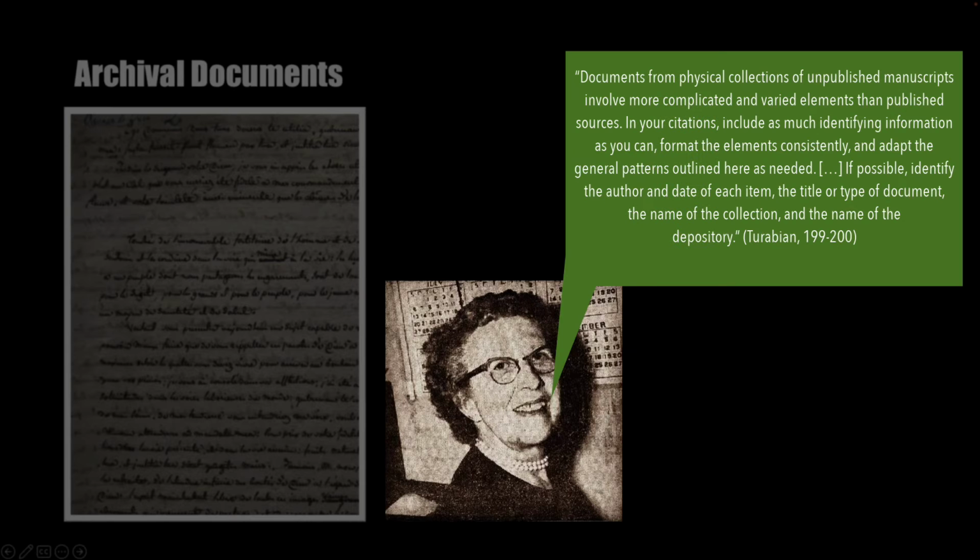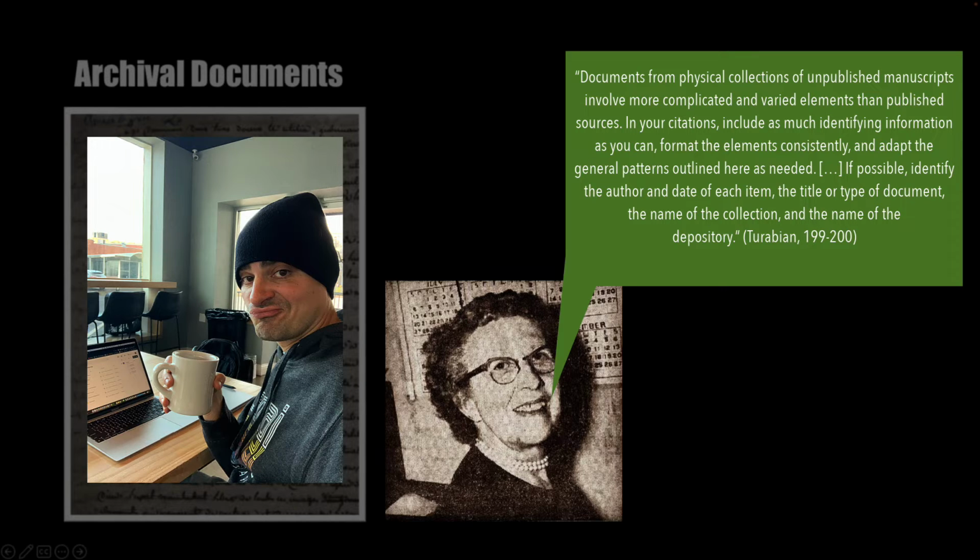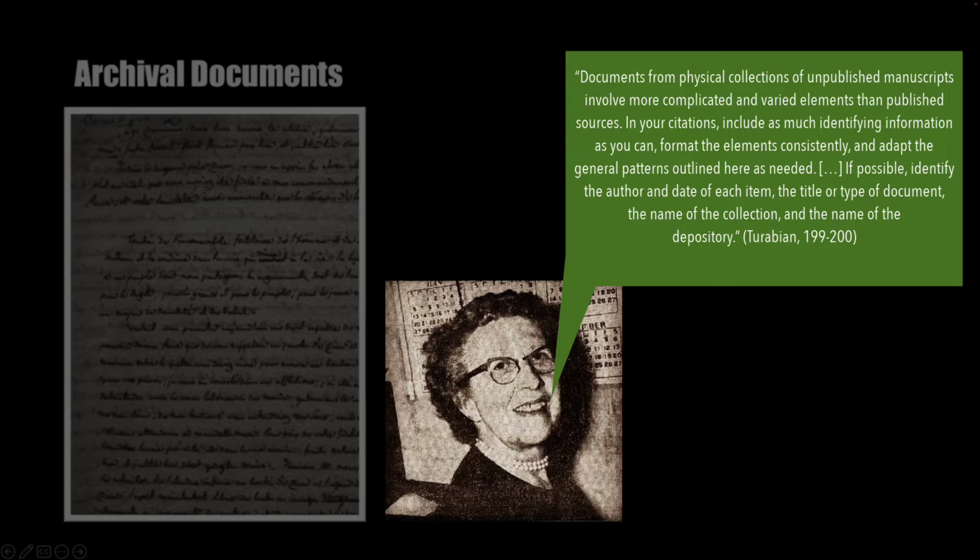So let's first start with what Turabian says about citing documents from archives. So here's what she writes. She says, documents from physical collections of unpublished manuscripts involve more complicated and varied elements than published sources. That's right. In your citations, include as much identifying information as you can. Format the elements consistently and adapt the general patterns outlined here as needed. If possible, identify the author and date of each item, the title or type of document, the name of the collection, and the name of the depository.